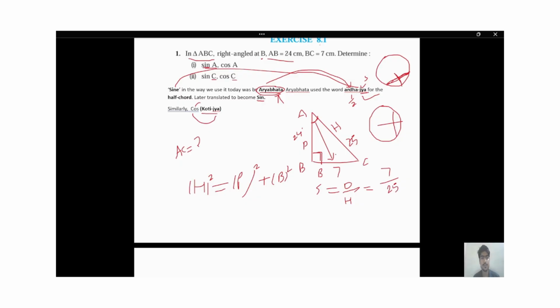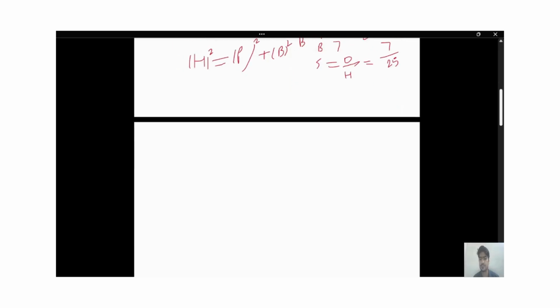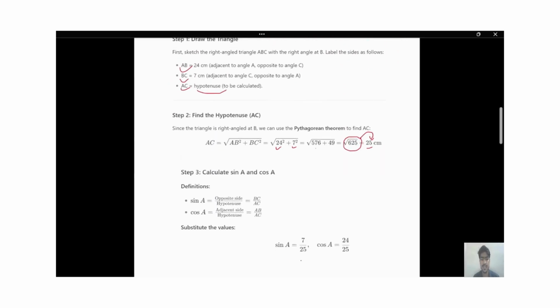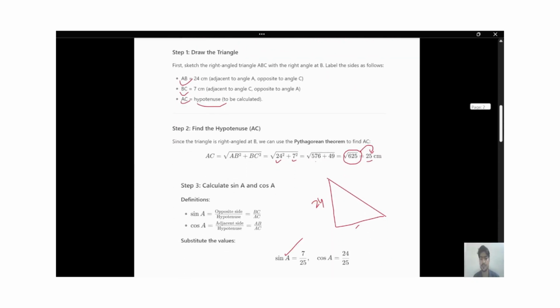And now for cos A, I take the adjacent side. If it becomes cos A, then I take the adjacent side and the hypotenuse. So let's see again. This is our question. Here this is our 24, this was 7, and we have found the value of the hypotenuse, that is 25.